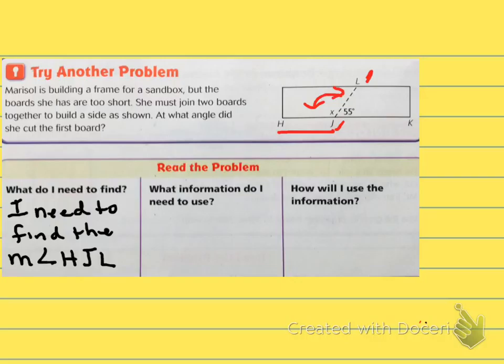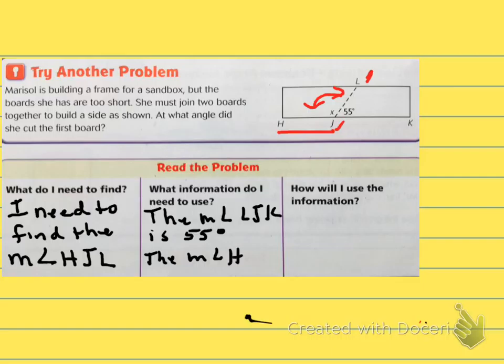First of all, I know that, let me get my pen going here again. The measure of angle LJK is 55 degrees. That in and of itself isn't enough, but here is something that I know. The measure of angle HJK appears to be 180 degrees. Now, why am I saying that?